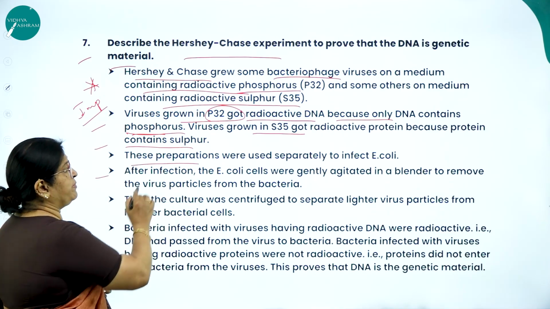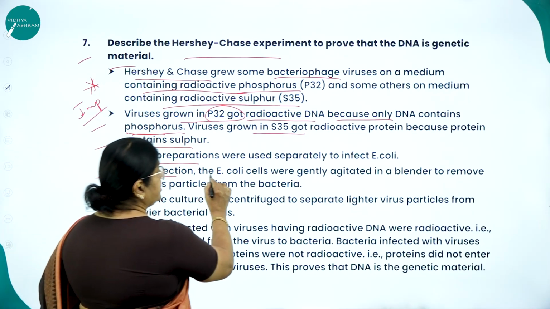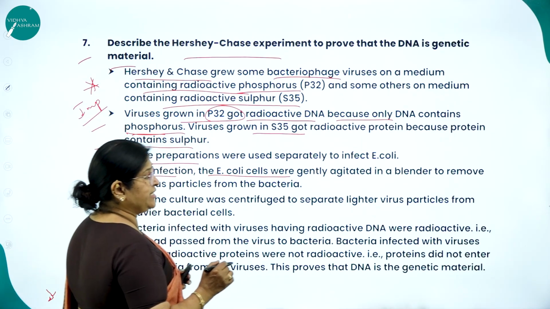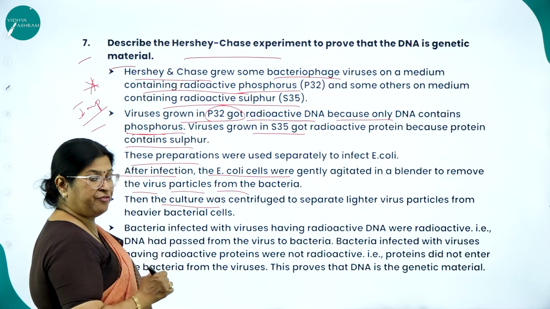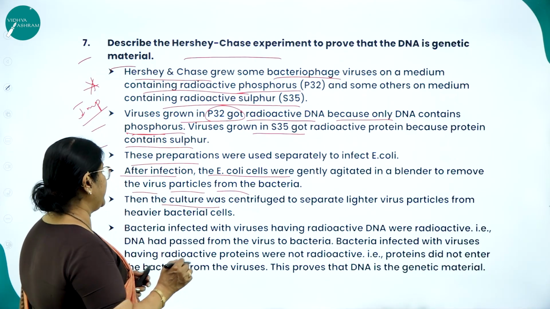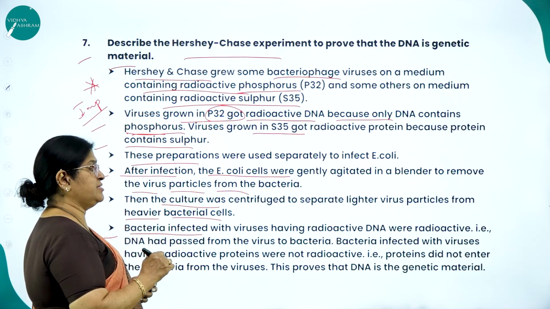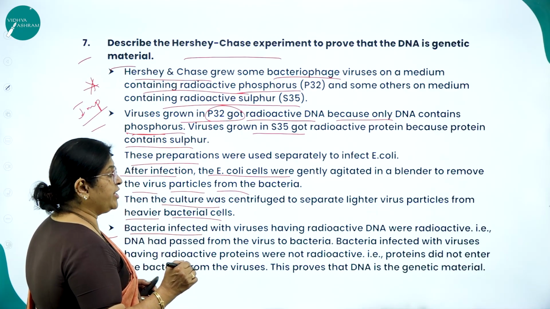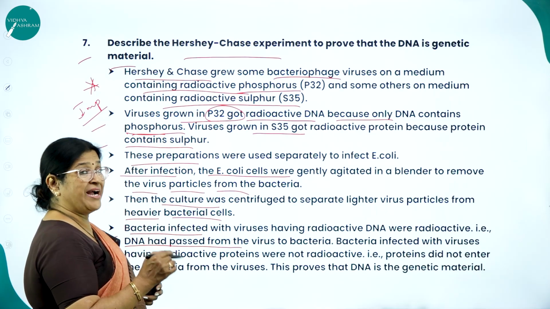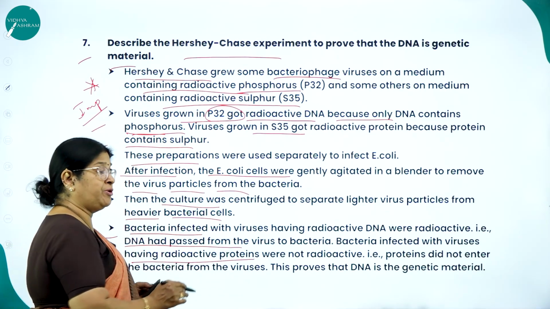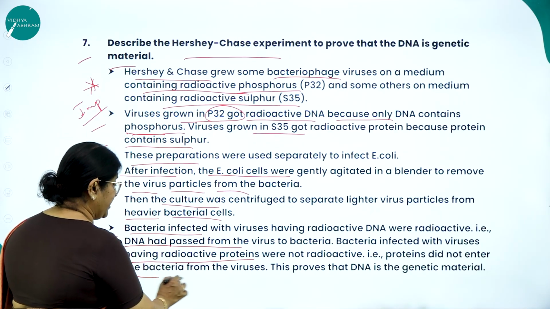Next, these preparations were used separately to infect E. coli, Escherichia coli. After infection, the E. coli cells were gently agitated in a blender to remove the virus particles from the bacteria. Then the culture was centrifuged to separate lighter virus particles from heavier bacterial cells. Next step, bacteria infected with viruses having radioactive DNA were radioactive, that is, DNA had passed from the viruses to the bacteria. Bacteria infected with viruses having radioactive proteins were not radioactive. Why? Because proteins did not enter the bacteria from the viruses.